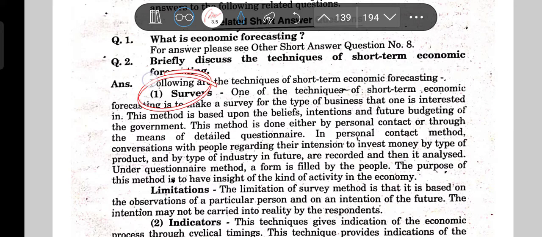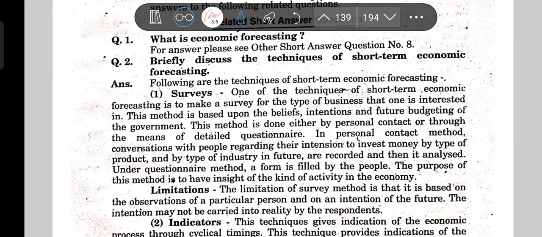So what is survey? It is one of the techniques of short-term economic forecasting. How is it done? It is done in two methods: either you have personal contact, or you prepare a detailed questionnaire, because it is based upon the belief, intention and future budgeting of the government. Because of these three things, this method is done through personal contact or through questionnaire.